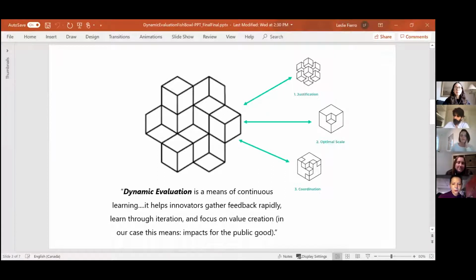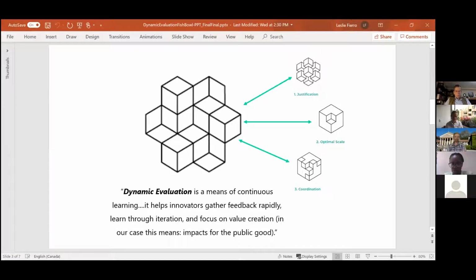Dynamic evaluation is listed as the fourth principle, but I think it's really important to keep in mind that that doesn't mean it comes last in all of this, right? Instead, what dynamic evaluation is really supposed to do, and the intent of it, is to provide insights along the entire continuum of the scaling effort, and to provide insights around the other three principles, right? So as you are looking at justification, optimal scale, coordination, those principles, dynamic evaluation is playing a really important role in helping us to understand how those things are going, right?